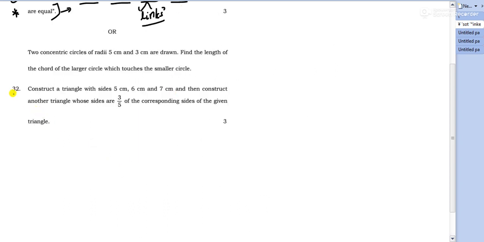So the next question is from the chapter constructions. Construct a triangle with sides 5, 6 and 7 centimeter, and then construct another triangle whose sides are 3 by 5 of the corresponding sides of the given triangle. So first you have to draw a triangle. Let me take this as 5 centimeter. You can take 5, 6 or 7, it is up to you. So I will be taking 5 over here.